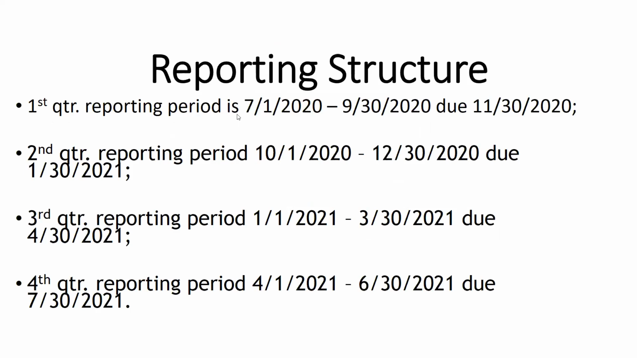So the reporting structure for all FY'21 grantees except summer camps is the following. The first quarter reporting period is July 1, 2020 to 9/30/2020, due 11/30/2020. The second quarter is October 1st, 2020 to December 30th, 2020, due January 30th, 2021. The third quarter is January 1st, 2021 to March 21st, 2021, due April 30th, 2021. And the final report is April 1, 2021 to 6/30/2021, due 7/30/2021. All right, now we're going to go live.